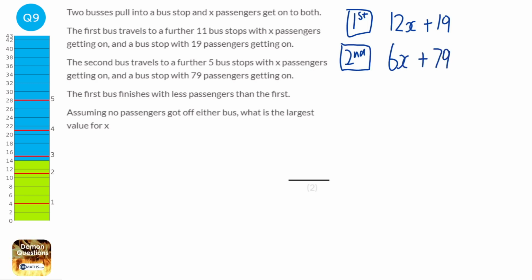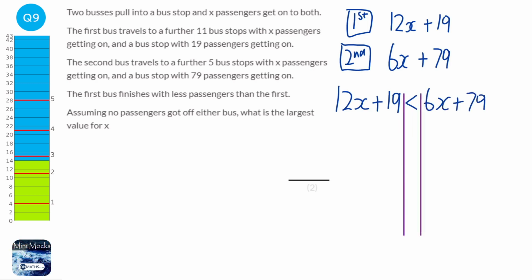And it says the first bus finishes with less passengers than the second. So the first bus finishes with less. And the way we show that is with this inequality here. Now all we need to do is solve that inequality. And we've got X on both sides, so we look at the X's. We've got 12X and 6X, so we always take away the smaller amount. So we're going to take away the 6X both sides.